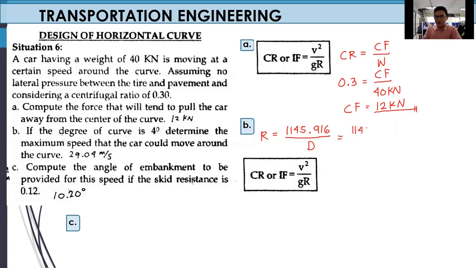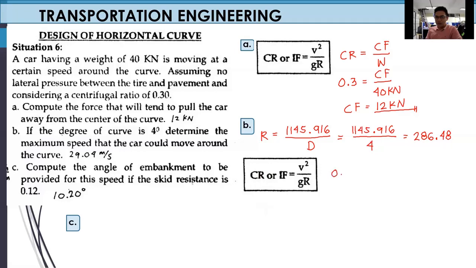1145.916 over 4 degrees. Okay? So by dividing that value by 4, we have 286.48, yung ating radius of the curve. Pati yan, yung hinahanap natin, yung hinahanap talaga yung velocity o yung maximum speed for the car to travel in that curve. So therefore, substitute lang natin, we have CR, diba? Which is 0.30. Lagay lang natin dito siguro.